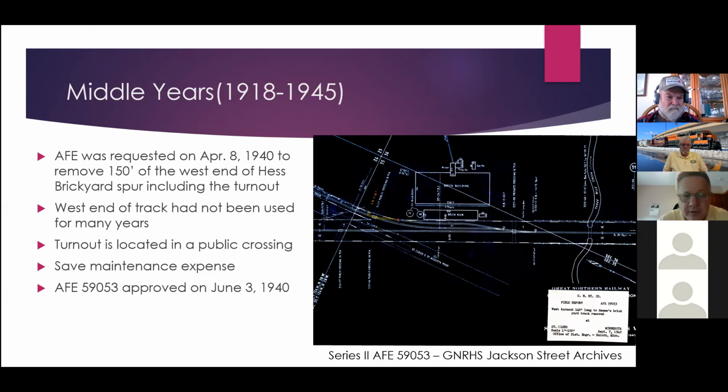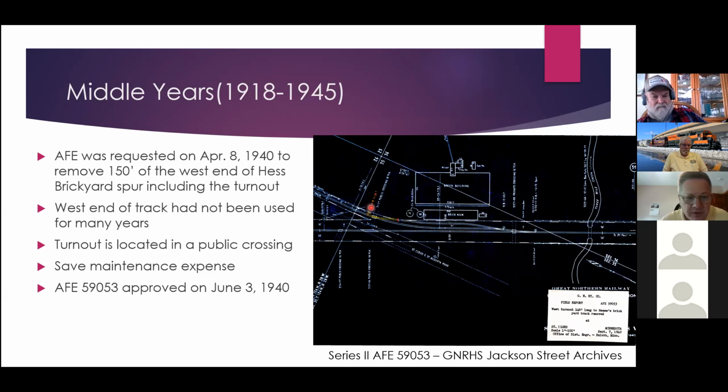So this started generating more traffic on the spur. At the same time, in 1940, they requested an AFE to remove 150 feet of the west end of the Hess Brickyard spur, including the turnout. Remember, this was double-ended. And what they asked was to remove the turnout and this end of the spur.